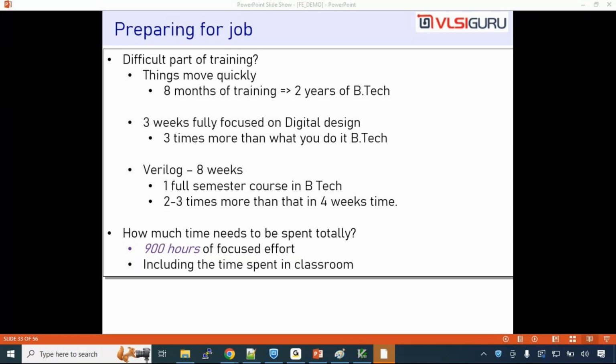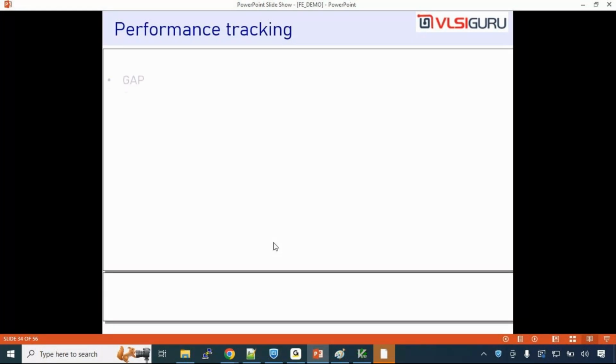Verilog, this many hours. SystemVerilog, this many hours. UVM. That's how we came up with 900 hours. Next, we also do performance tracking. See, not every student is the same. Different students require different levels of support. So we categorize the students into good category, average category, and poor category.